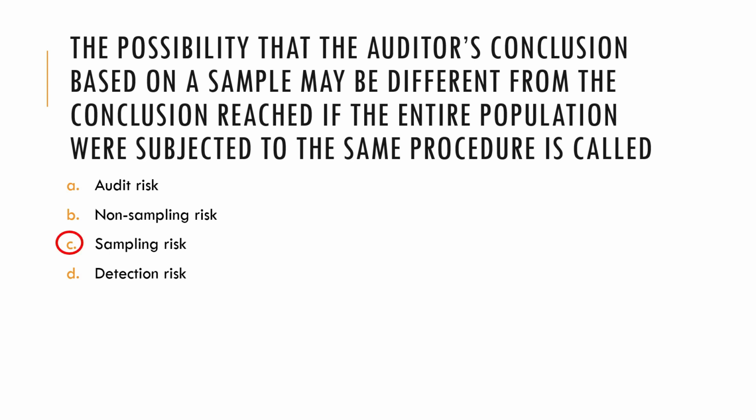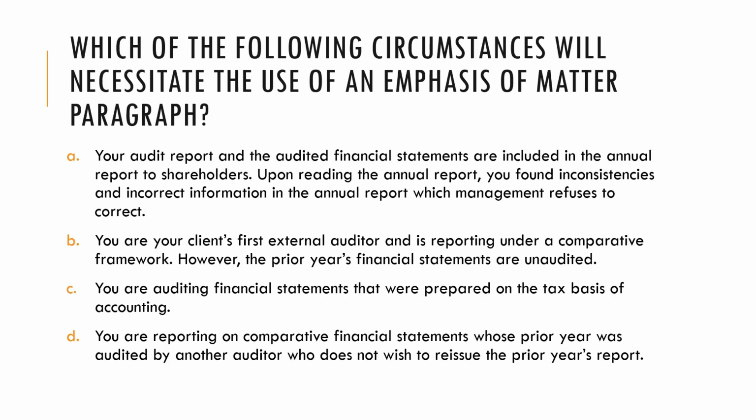The problem is in the sample, and the problem is that the sample does not look like the population. Because of that, our conclusion, which will be based on the sample, is now different from had we tested the entire population. So this is letter C, sampling risk.